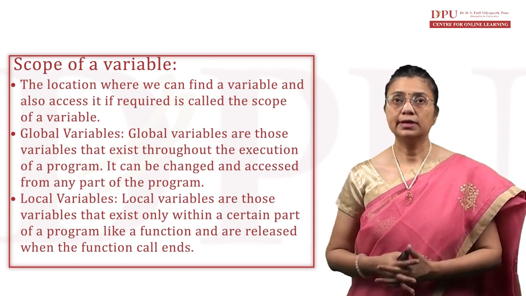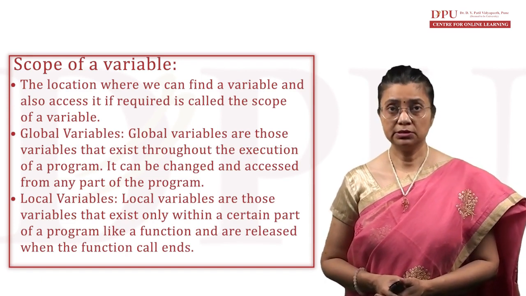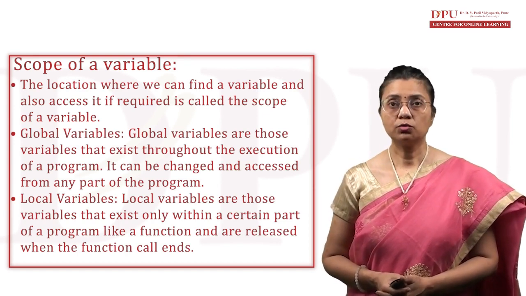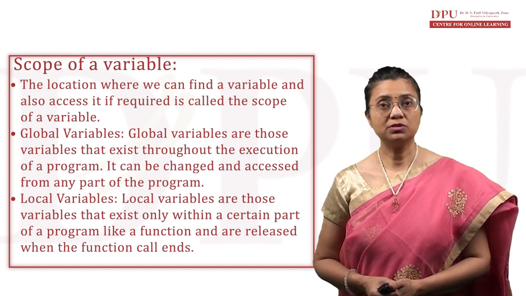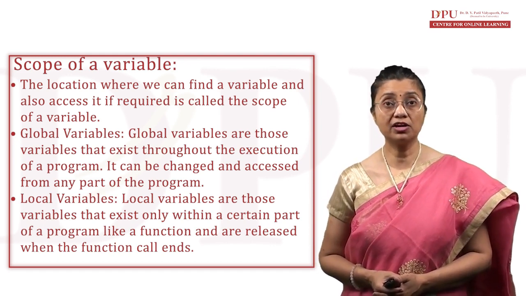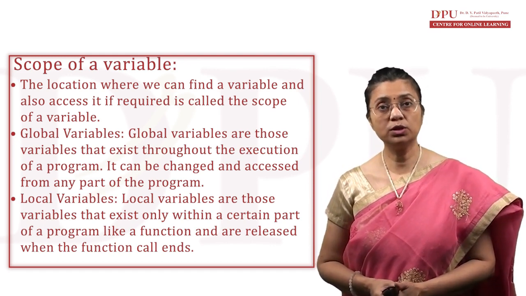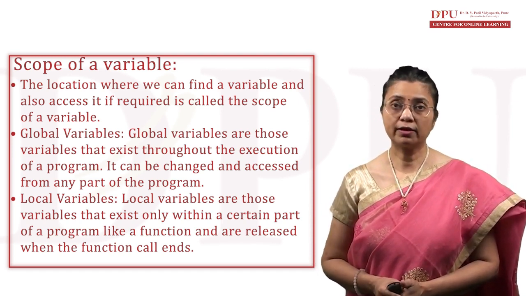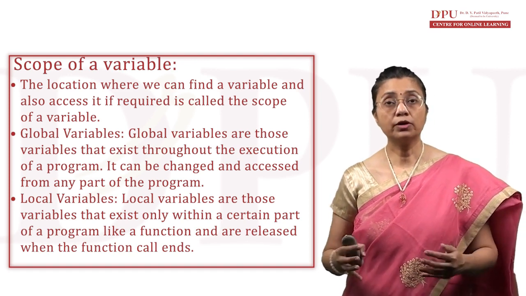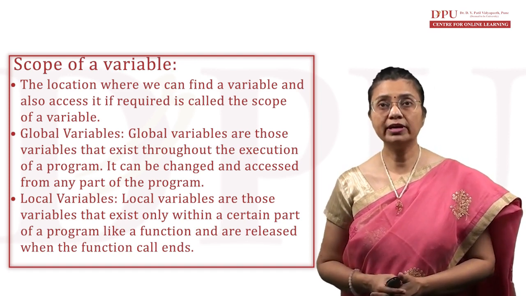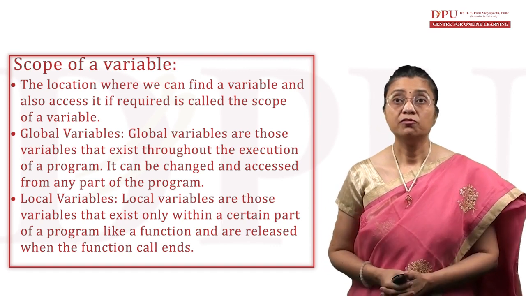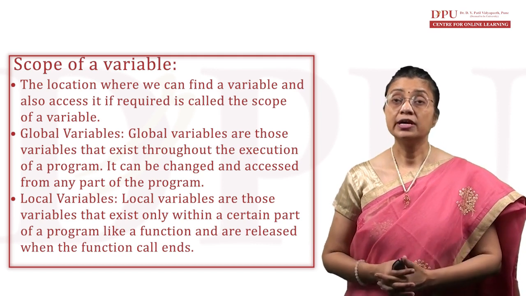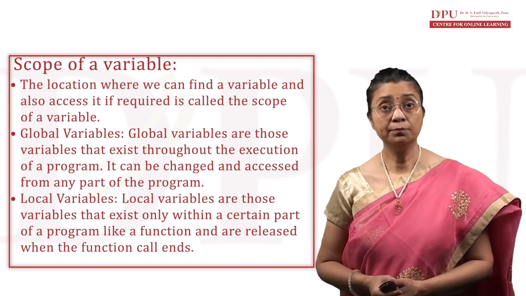Now let's understand the concept of scope of a variable. We all know that there are two types of variables, global variables and local variables. Local variables are those variables which are confined to a particular function and they work only within the function. Outside the function, those variables are not recognized by the program. On the contrary, if I create a global variable, it exists throughout the execution of the program. It can be changed and accessed from any part of the program.